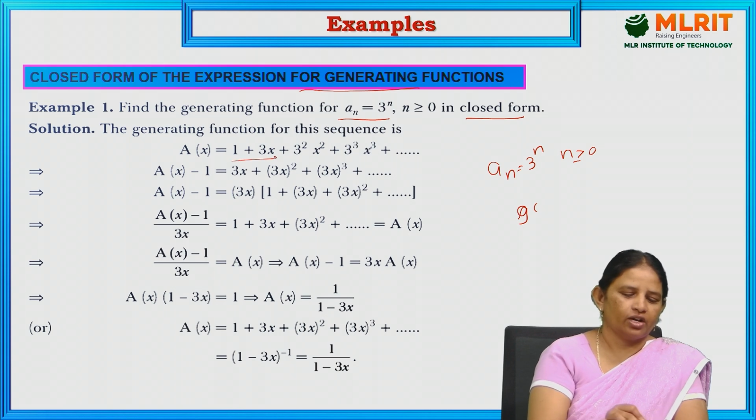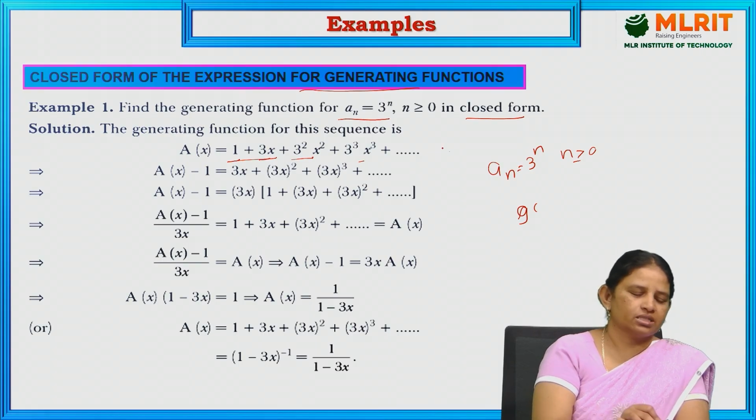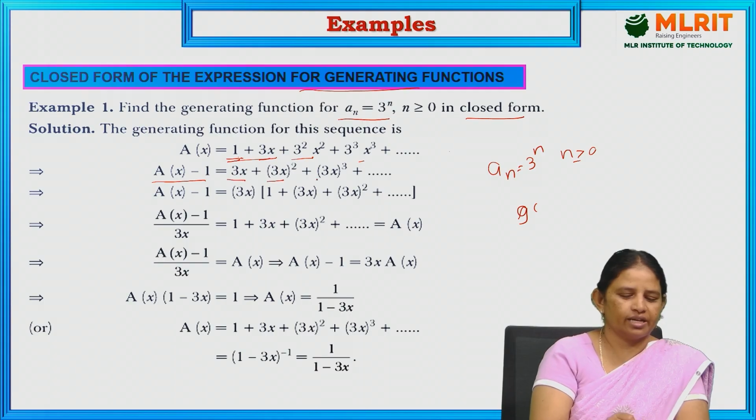We already find n value equal to 0, 3 power 0 means 1. N value 1, 3x. N value 2, 3 square x square. N value 3, 3 cube x cube, and so on. Next, my 1 should come to the left side. A of x minus 1 equals 3x plus (3x) whole square, (3x) cube and so on. A of x minus 1, take 3x as common.